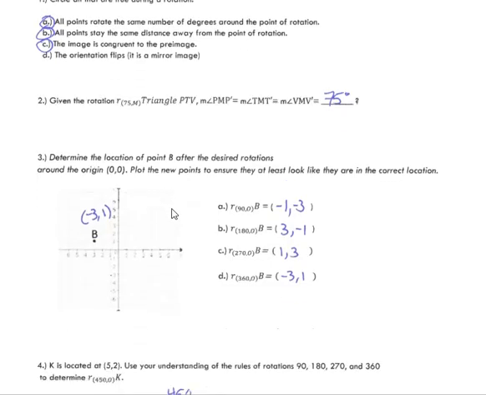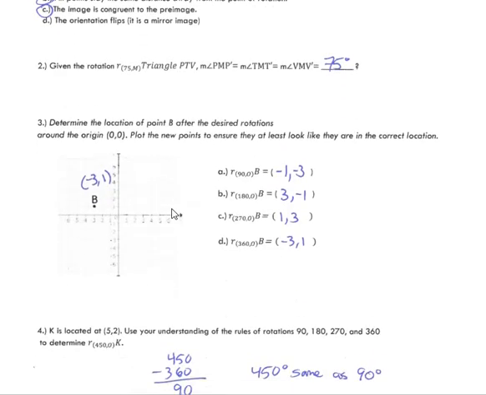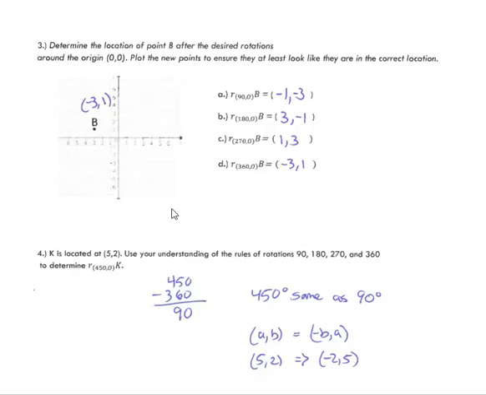Given the rotation of 75 degrees around M, triangle PTV, the angle between PM and P prime M equals TM and T prime M equals VM and V prime M, and they're all going to be exactly what the rotation was, which is 75 degrees.